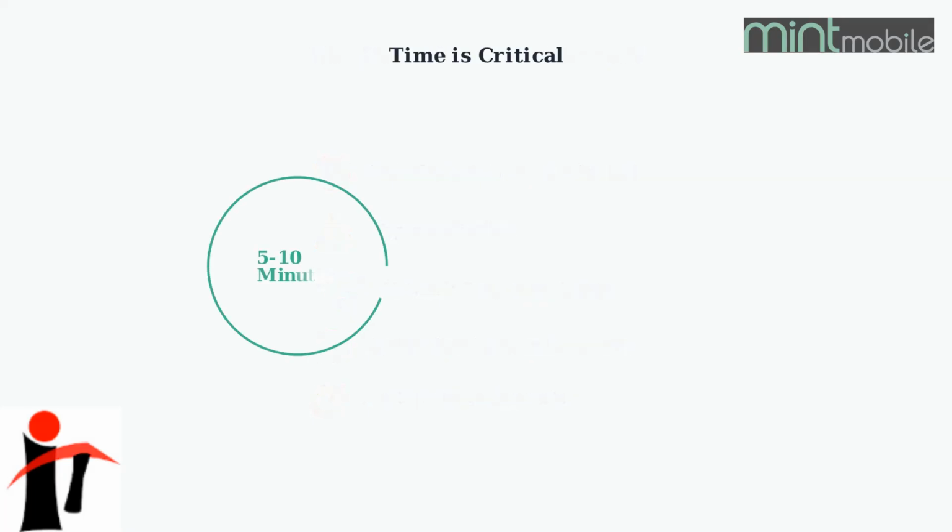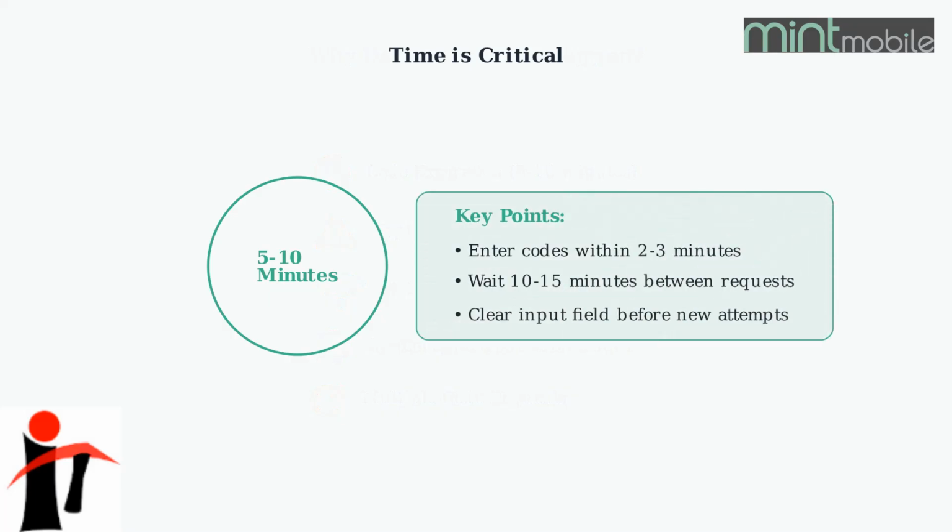Understanding the time-sensitive nature of ACT codes is crucial. Codes expire within 5 to 10 minutes, so you should enter them within 2 to 3 minutes of receipt. Wait 10 to 15 minutes between requests and always clear the input field before trying again.